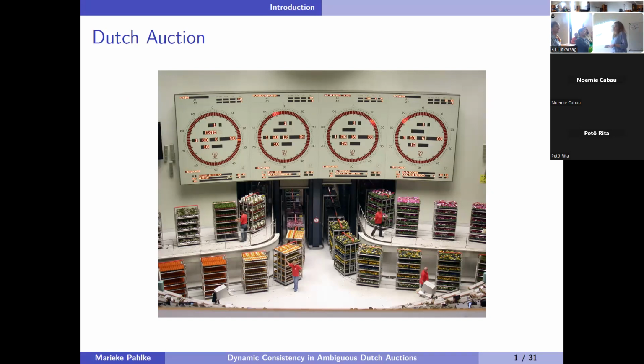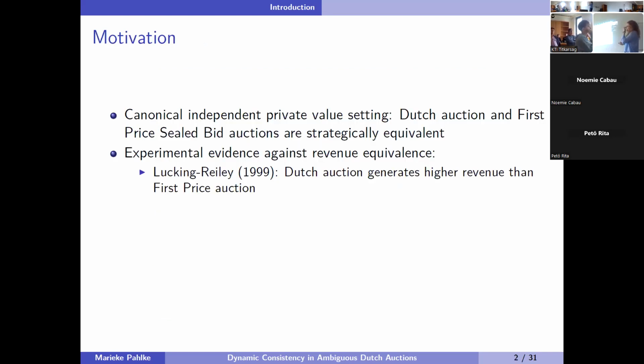And it's used, for example, in flower markets. That's why you have all the nice flowers here. Usually in the classical setting, the Dutch auction has the first price sealed-bid auction as its equivalent. Sorry, they are single item auctions, right? Yes. Okay, I'm just looking at that here. So they are strategically equivalent, so they should give the same revenue to the seller and the buyers.